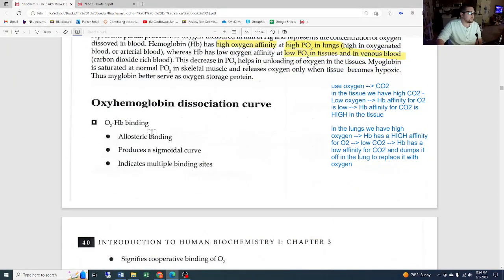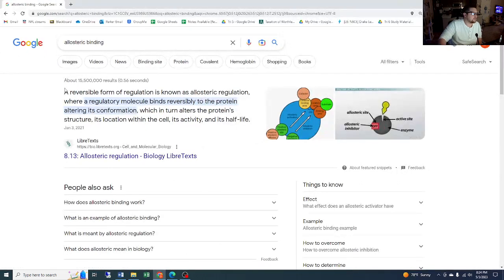Okay, so the O2 hemoglobin binding, it's allosteric binding. And again, if at any point there's a word you don't know the exact definition of, Google it. I love Google. Allosteric binding is a reversible form of regulation, known as allosteric regulation, where a regulatory molecule binds reversibly to the protein, altering its conformation. Okay?